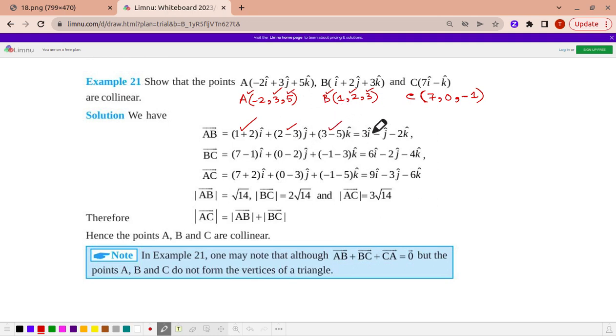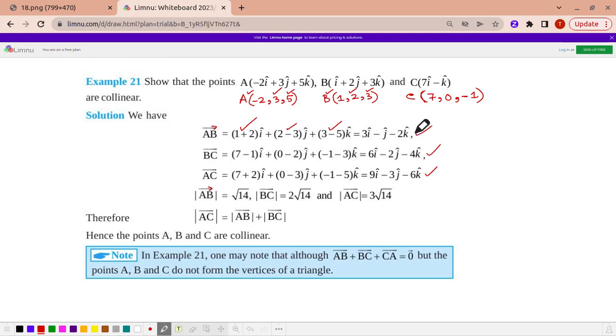So 1 plus 2 i cap means 3 i cap, plus 2 minus 3 j cap means minus j cap, plus 3 minus 5 k cap means minus 2 k cap. So 3 i cap minus j cap minus 2 k cap is the vector AB. In a similar manner, the vector BC is also found out. Same manner, I am not explaining again, and AC we found out. And after that, we found the magnitude of the vector AB, which is square root of 14. You know how to find the magnitude of a vector. For AB equal to 3 i cap minus j cap minus 2 k cap.